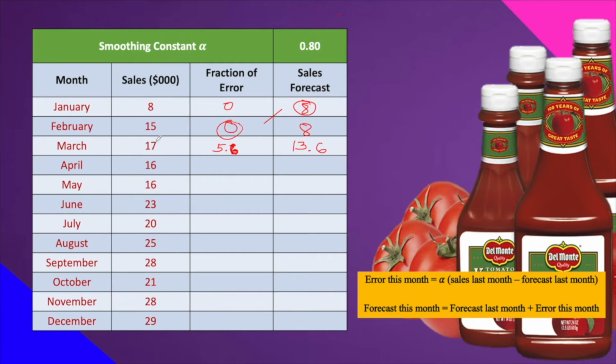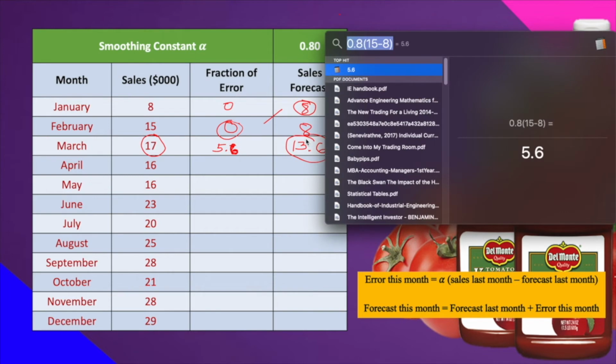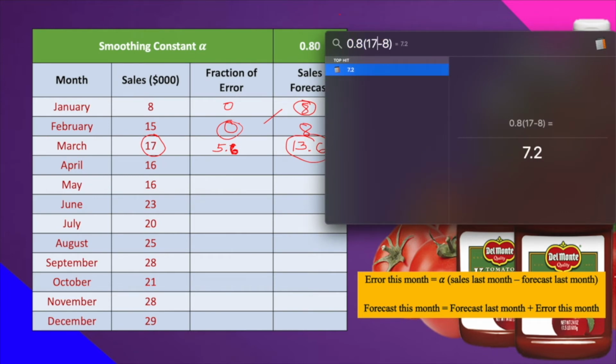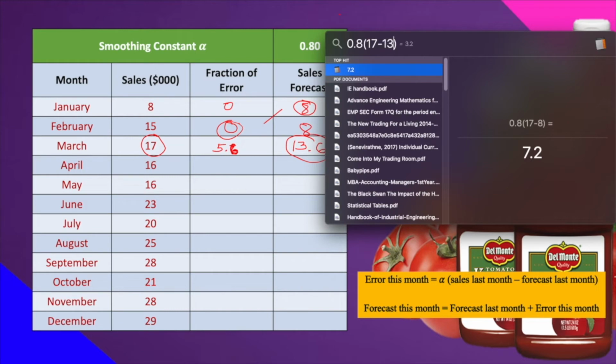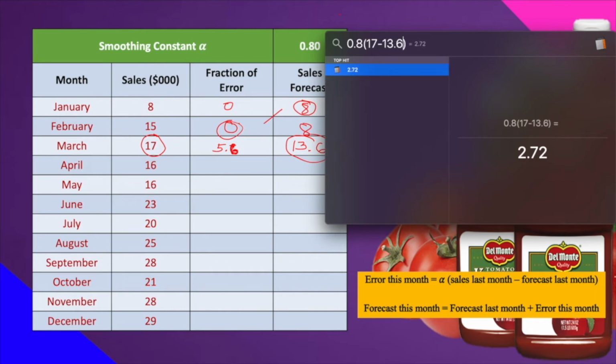Okay, what is sales last month? Ito, minus forecast last month. So, ito ang tinitignan naman natin. Sales last month minus forecast last month. Okay, so that is 17. Multiply yun sa 0.8, no? Minus 13.6. And that is 2.72.